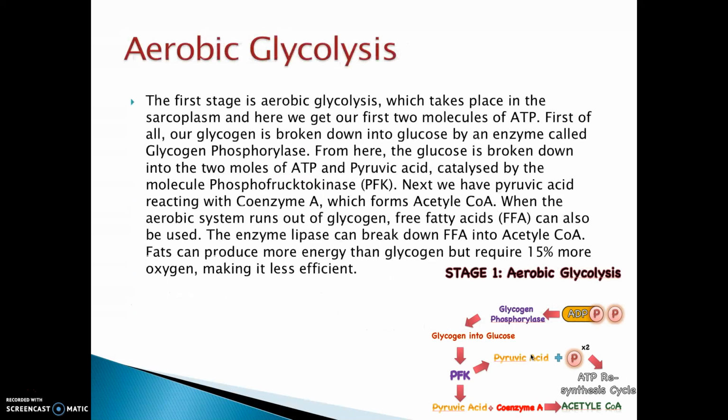So the first stage is the aerobic glycolysis, which takes place in the sarcoplasm, and here we get our first 2 molecules of ATP. So first of all, our glycogen is broken down into glucose by an enzyme called glycogen phosphorylase. From here, the glucose is broken down into the 2 moles of ATP and what's called pyruvic acid, which is catalyzed by the molecule phosphofructokinase. Next, we have the pyruvic acid reacting with coenzyme A, which forms acetylcholine A.